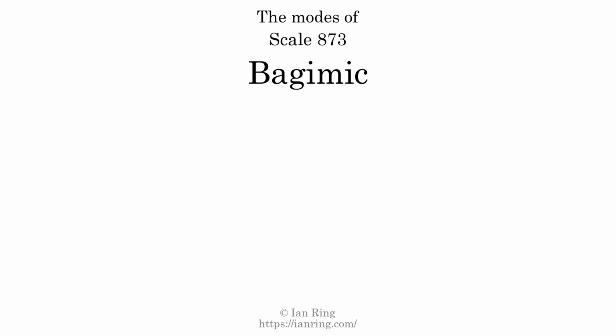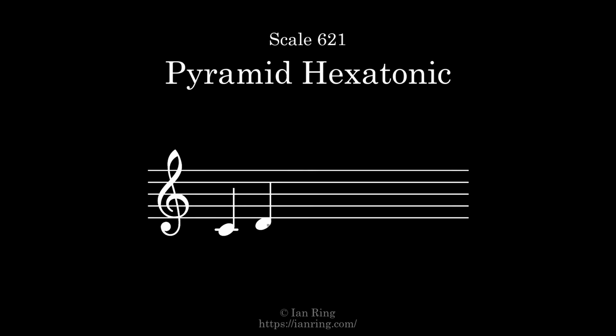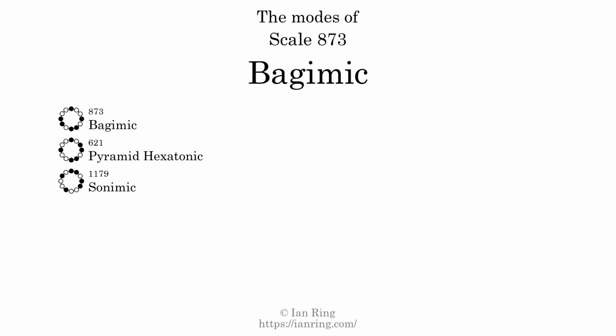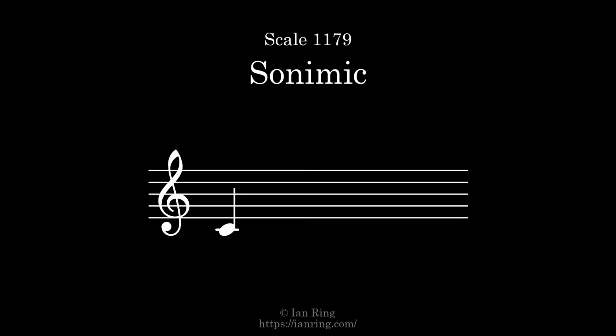This scale has 6 modes. The first mode is itself. The second mode is scale 621, also known as pyramid hexatonic. It sounds like this. The third mode is scale 1179, also known as anemic. It sounds like this.